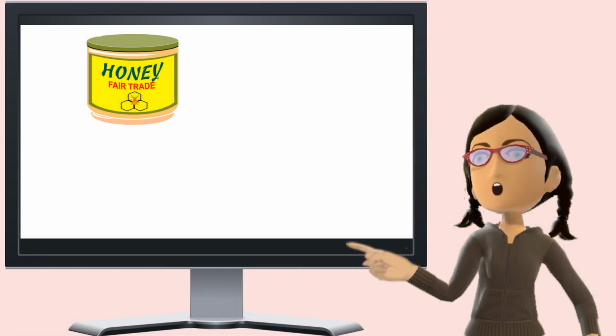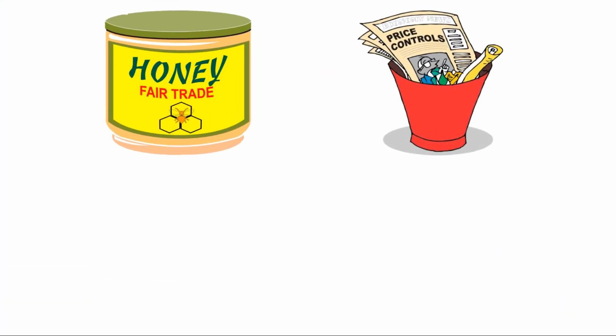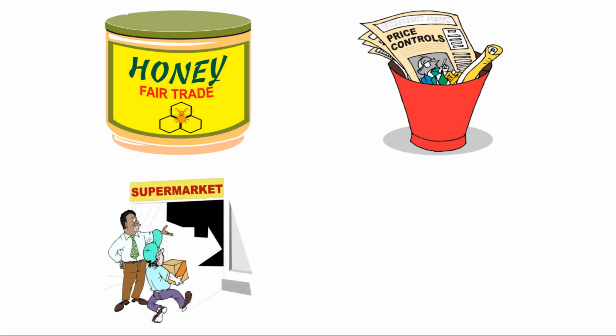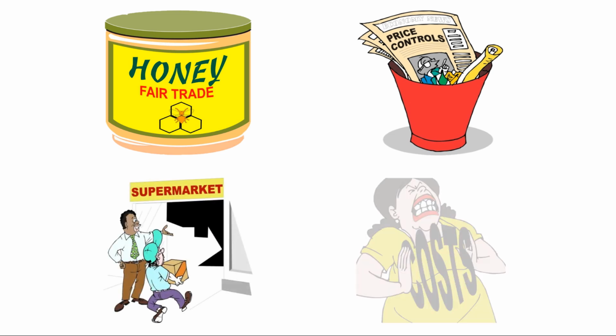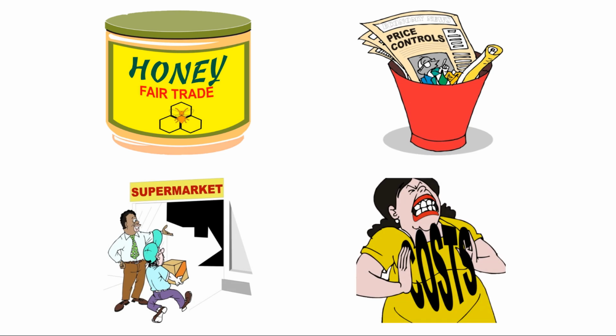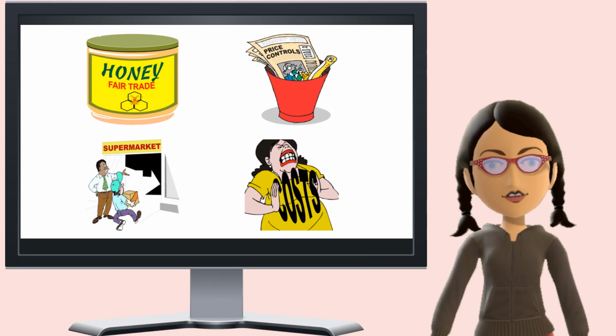Besides the honey jar, price controls shows perspective and contour. Supermarket has perspective. Cost is particularly tricky. It is warped and a hand partially covers it.